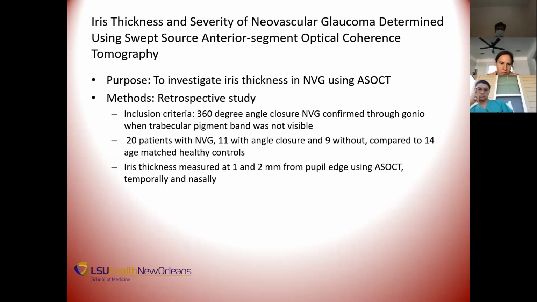This is just an interesting study that I found discussing iris thickness in NVG using anterior segment OCT. It was a retrospective study. They included patients with 360-degree angle closure confirmed through gonio. And they measured iris thickness at 1 and 2 millimeters from the pupil edge using anterior segment OCT, both temporally and nasally.